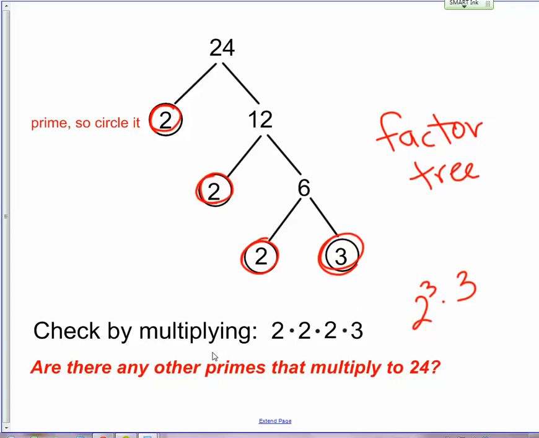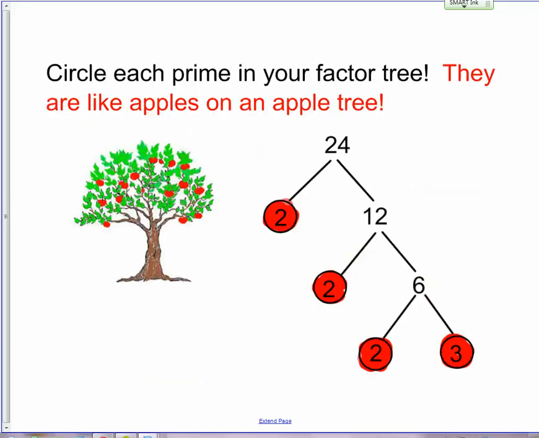Always check by multiplying, make sure that this equals 24. And there are no other primes that equal 24. I can rename this as 2 cubed times 3, but that's the same numbers, 2 times 2 times 2 times 3. So to get you to see that when you circle those primes, it's kind of like having the apples on the end of the branches of an apple tree.